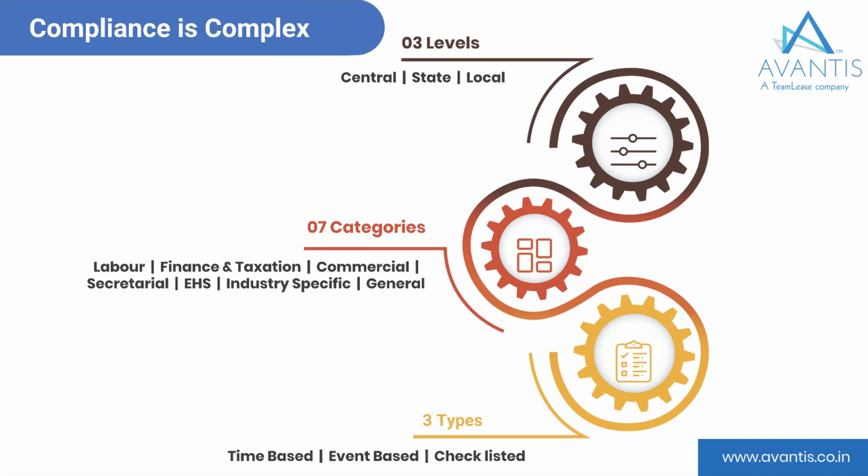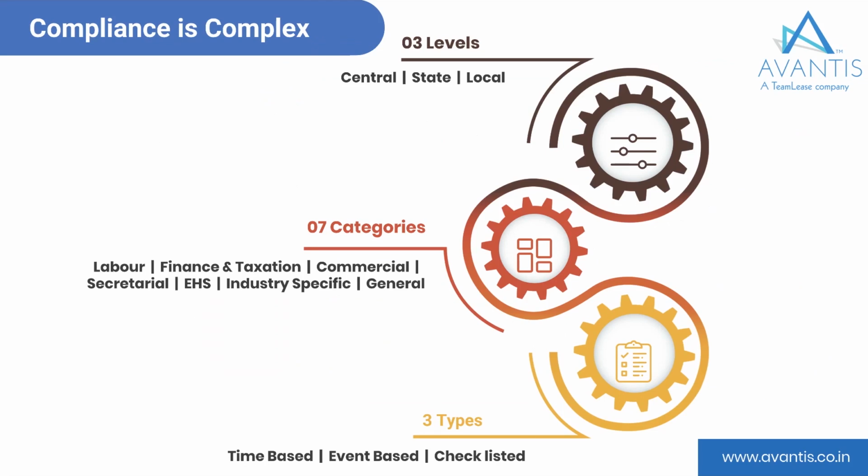Event-based, again, there are 2 types. We'll talk about this further in the discussion today, but secretarial and non-secretarial events, they get triggered when the event gets activated and so on. And ongoing compliances, which include multiple kinds of compliances like displays and maintenance of various kinds of registers. They all fall under the ongoing compliances.